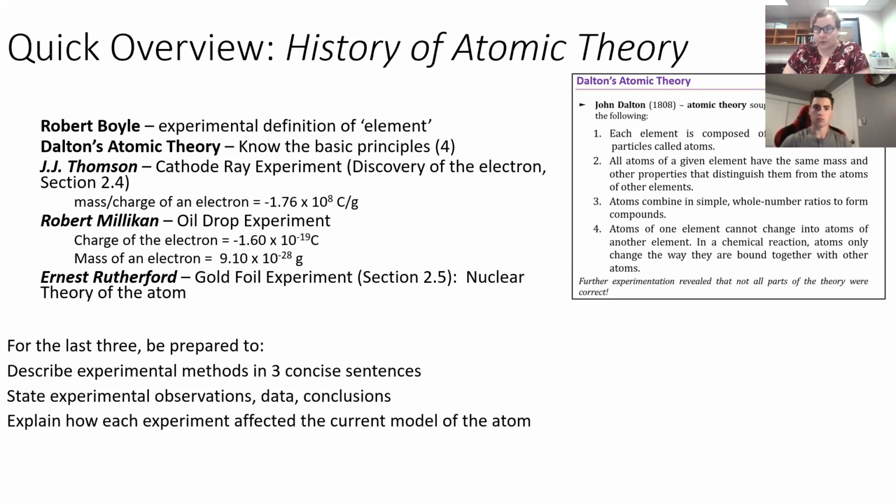Atoms combine in simple whole number ratios to form compounds, just like we talked about. You can't put half an atom with another atom. You have to do whole atoms. And then atoms of one element cannot change into atoms of another element. In a chemical reaction, atoms only change the way they're bound to each other. So Dalton was saying that an atom is not going to change into a different kind of atom. In a chemical reaction, you're only going to change how they're combined.